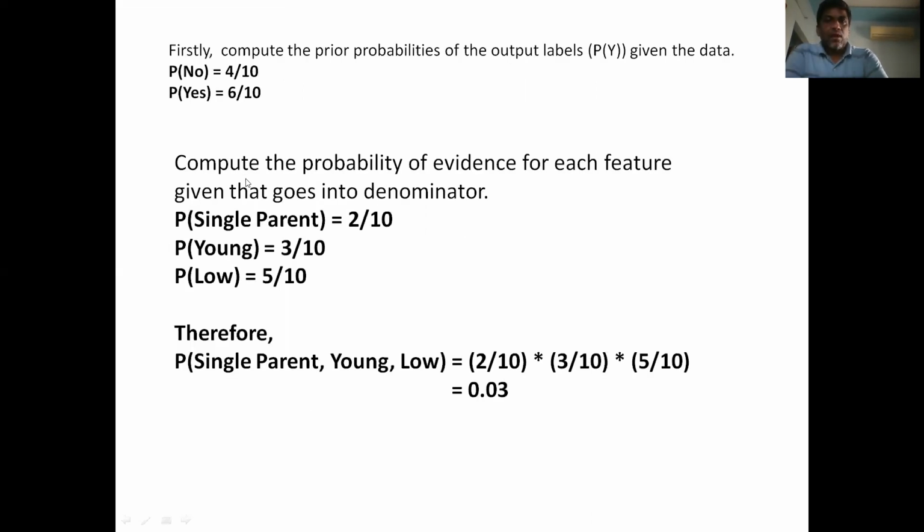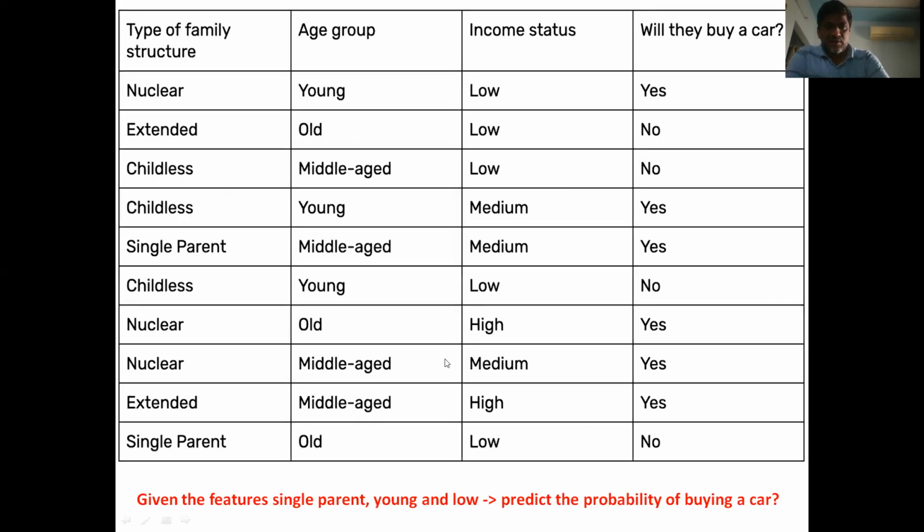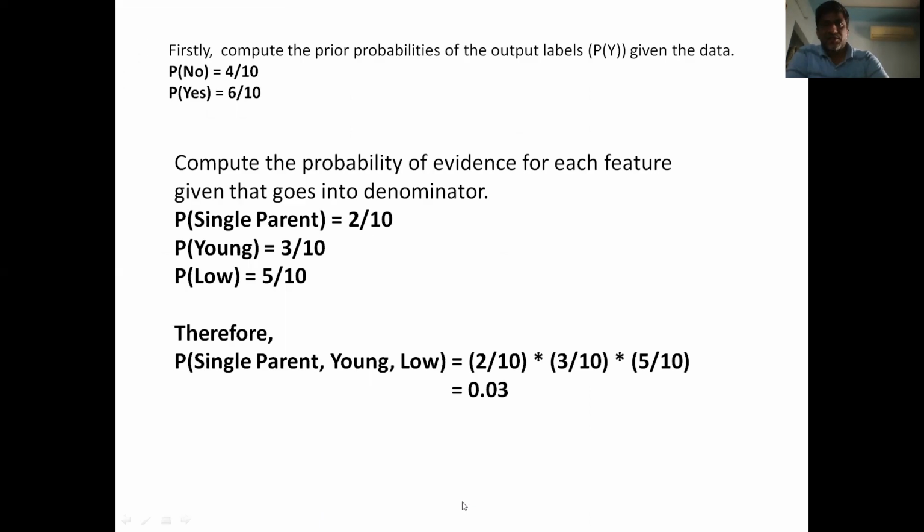Right. Once the prior probabilities are available, the second step is to compute the probability of evidence for each feature given, and this will go into the denominator of the actual calculation based on the naive Bayes classification rule. So what are the features given here? The features are single parent, young, and low. So for those features, calculate the probability of evidence for each feature individually.